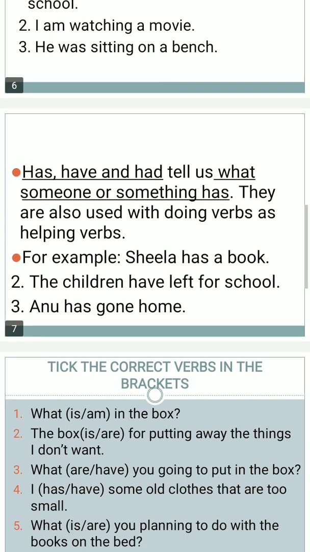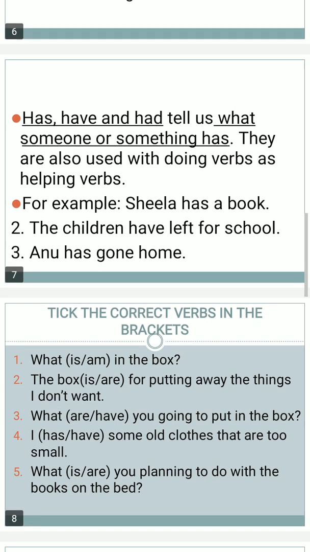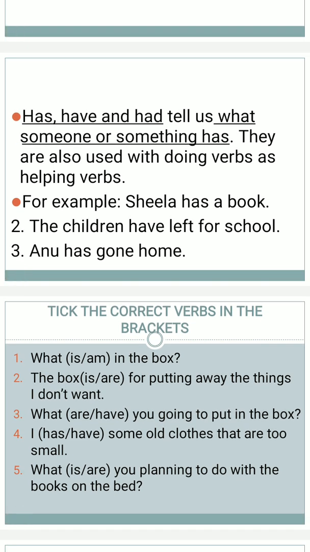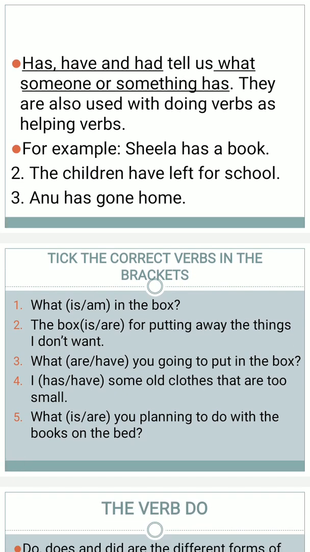They are also known as doing verbs and helping verbs. For example, as I have given you examples, I have a mobile phone, I have a pencil. Sheila has a book. The children have left for school. Anu has gone home. These all are the uses of has and have.